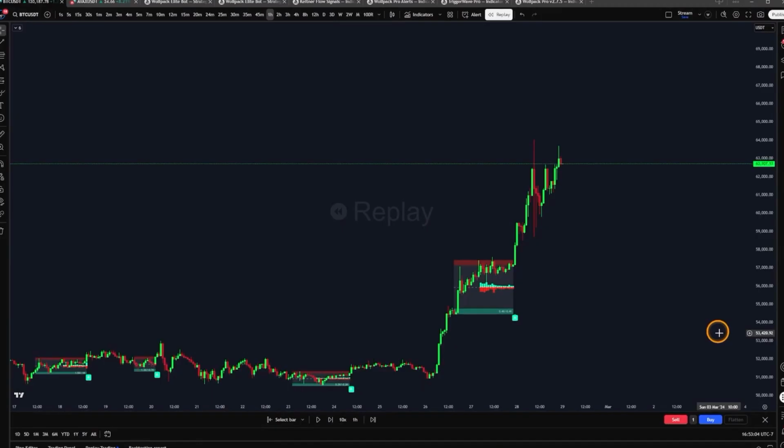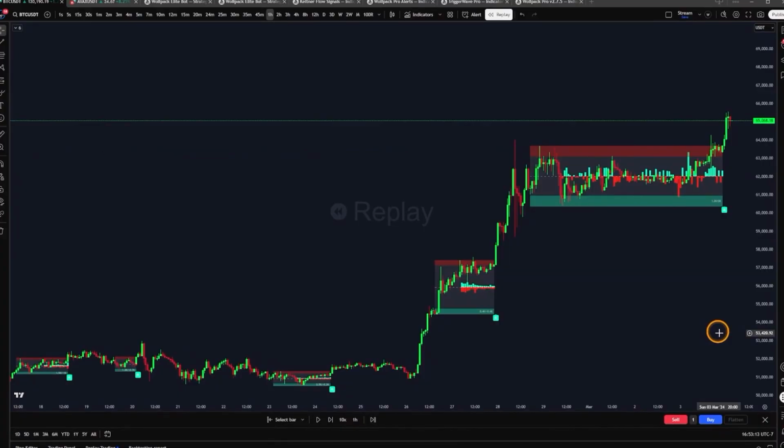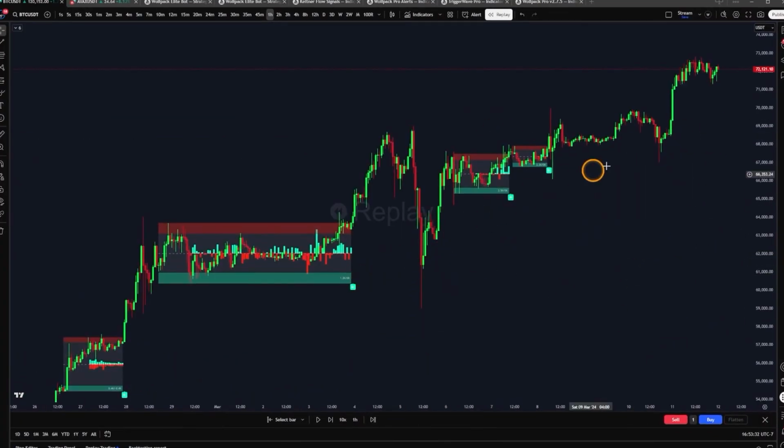I want to show you guys how this works in real time. So just watch how it's able to detect this box, and as the price moves forward, it's only detecting the breakout once there is a real and true breakout. And of course, the price continued upwards after that signal.